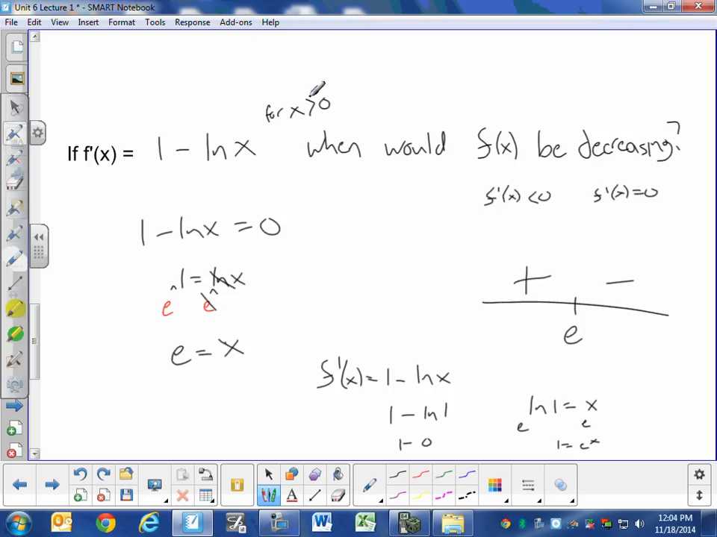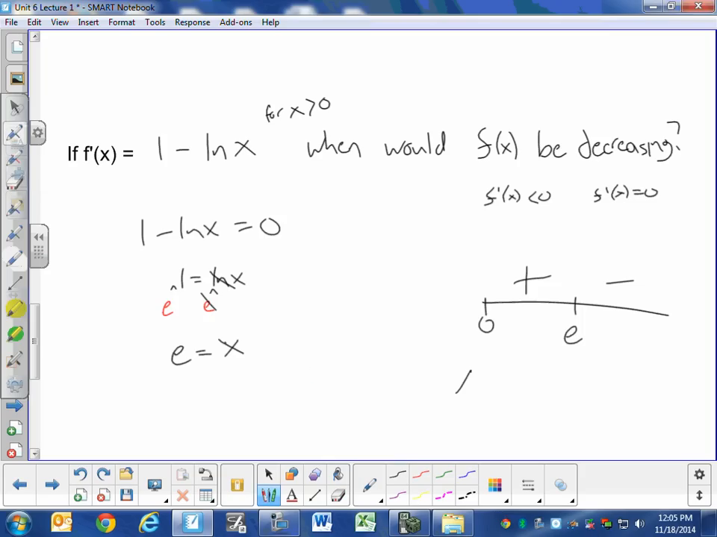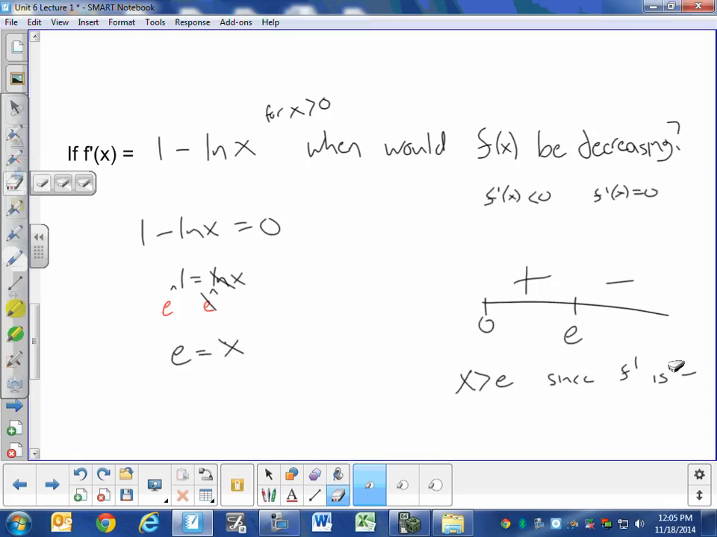So since x has to be bigger than 0, maybe we'll just start at 0 to e, and then e on. When is f decreasing? For all x's bigger than e. That would be it, since f prime is negative, or since f prime is less than 0 on that interval.